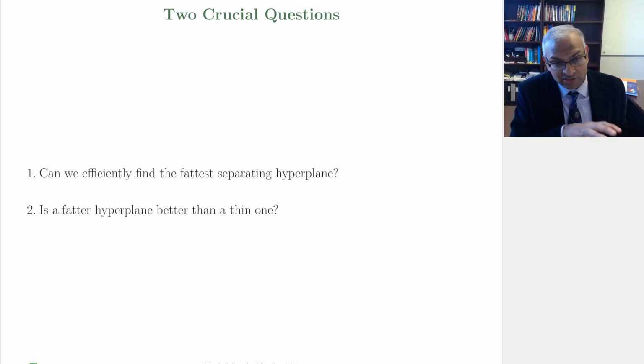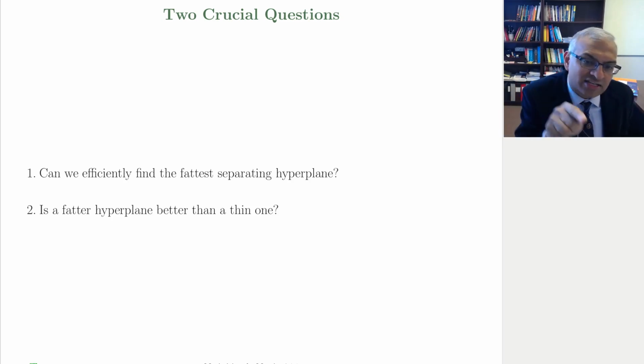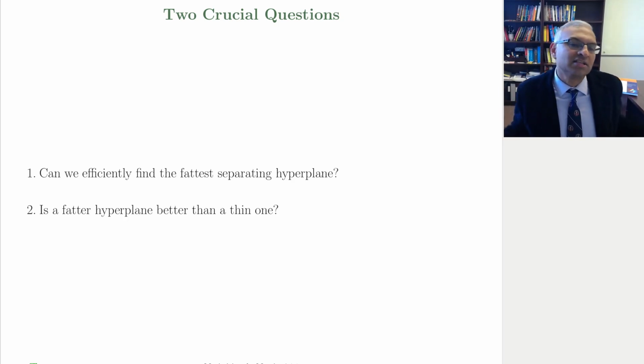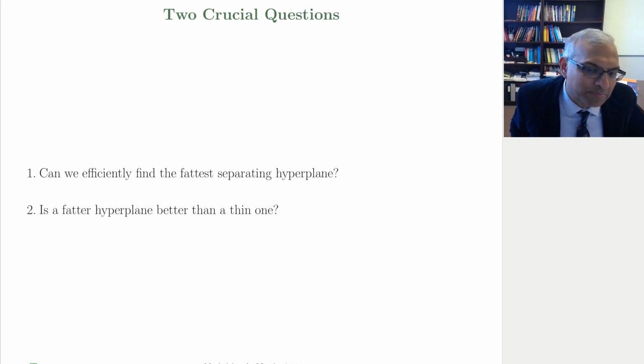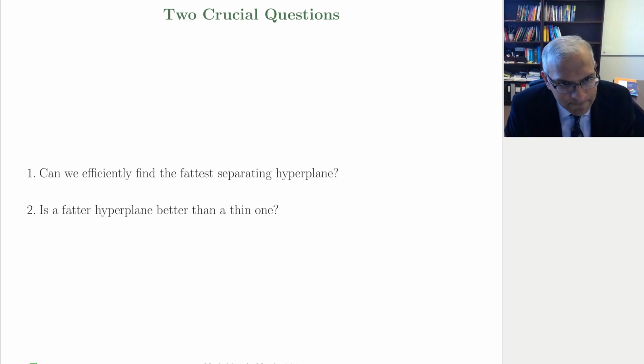So then the question we need to address is, this fattest hyperplane, if we can find it efficiently, is it better than a thin one? Or is it better than outputting just a random separating hyperplane? Go for the fattest one. Okay, so let's start addressing these issues. Let's move to the board.